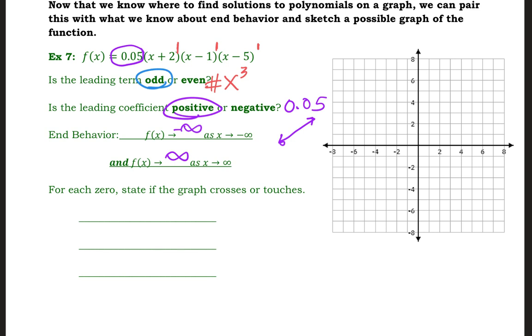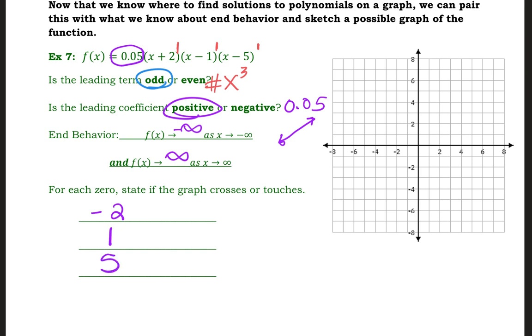The way you're going to do this is you're going to look at your factors. If this is a positive 2, then your 0 should be a negative 2. If it's a negative 1, then your 0 is a positive 1. If this is a negative 5, then this is going to be a positive 5.